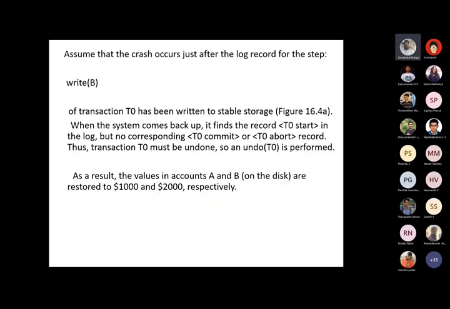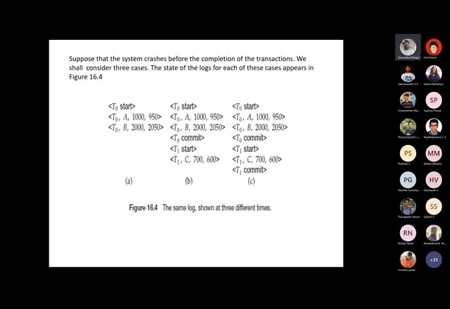So what happens is that when the system performs the recovery operation, it finds that the record T0 start is stored in the log, but there is no corresponding T0 commit or T0 abort record, right? So hence the transaction T0 must be undone. So an undo of transaction T0 is performed, right? So as a result, the values in accounts A and B on the disk are restored to $1,000 and $2,000 respectively, right? So this is the log file. So whenever a database failure occurs, you are going to recover the database by means of this log file.